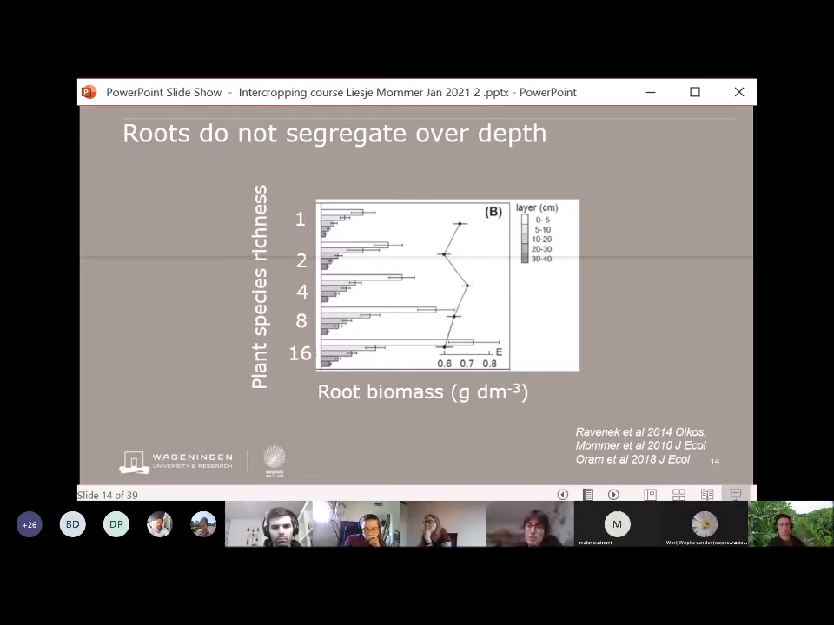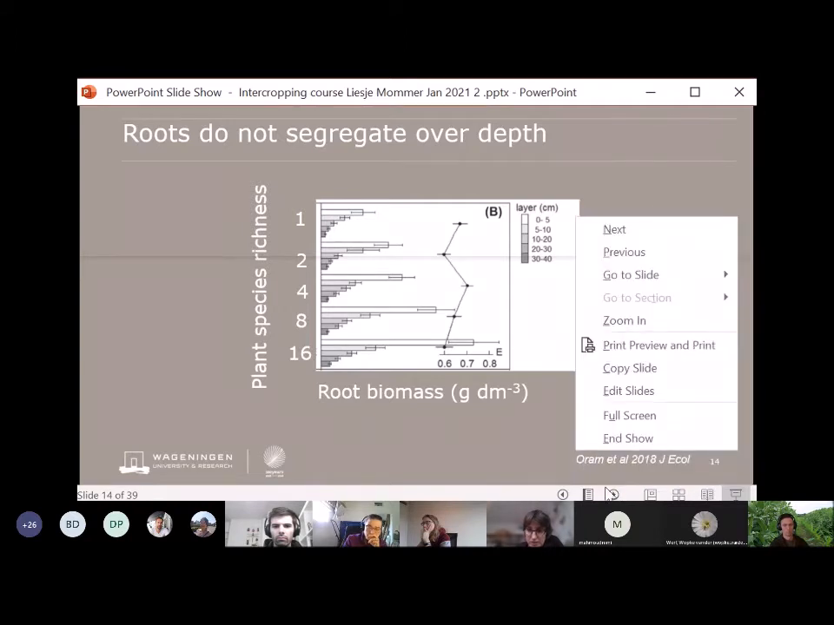And actually, from a plant perspective, that's also not so surprising, because the nutrients, the fertilization and the water come from above. So as a plant, you have to be in the upper soil layers and should not be dwelling too much on the below ground. And if it's more crowded, if there are more plant species, if there's a higher root density, it's even more important for you to be in the upper soil layers.